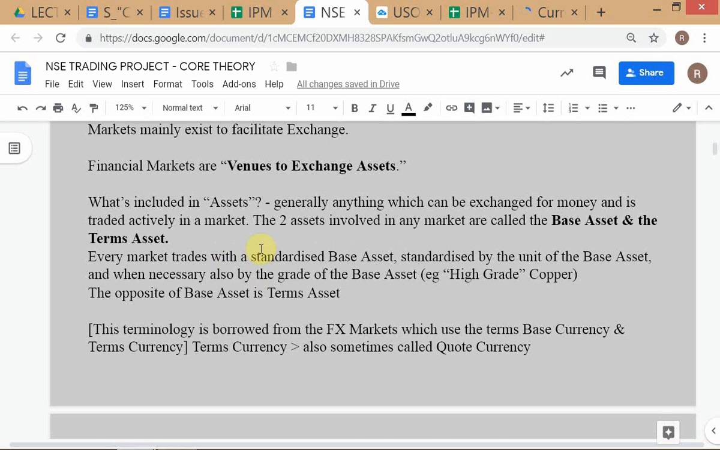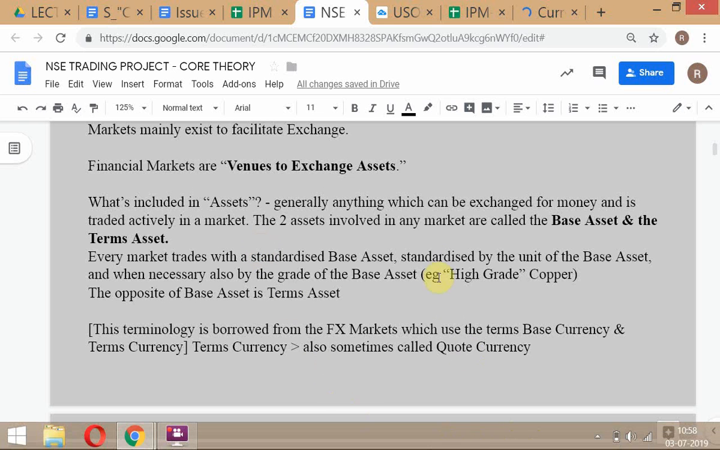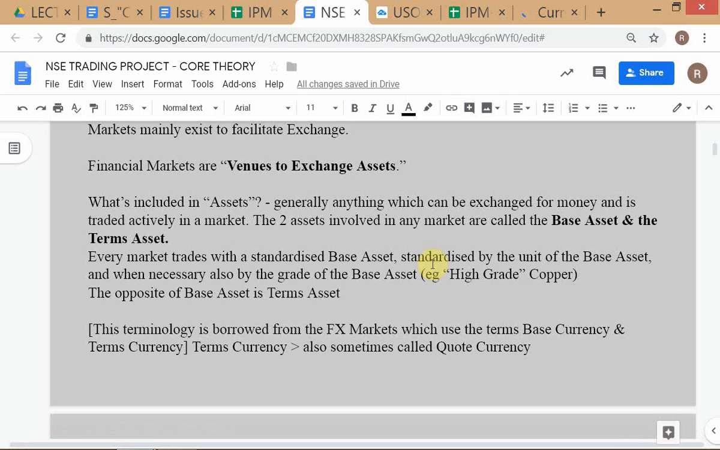Two new terms we should learn today before we finish are base asset and terms asset. In every market there will be a base asset and a terms asset. This is what we need to learn, because we said that a market is a venue for the exchange of two assets. Those two assets, we are now giving particular names.